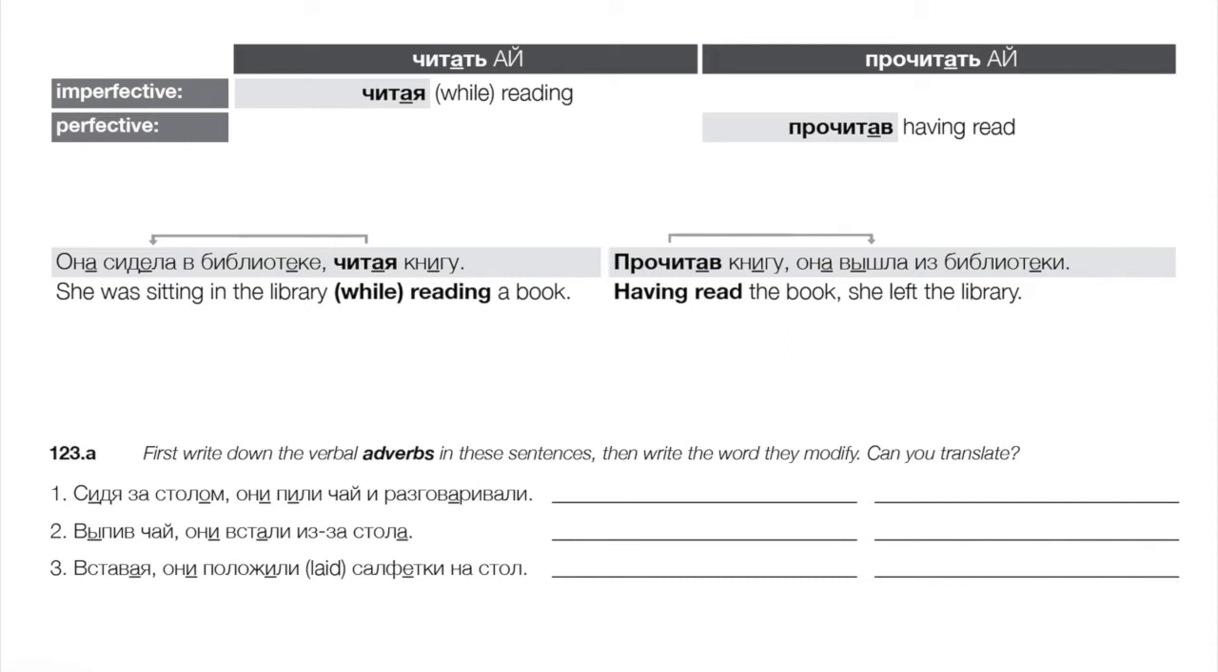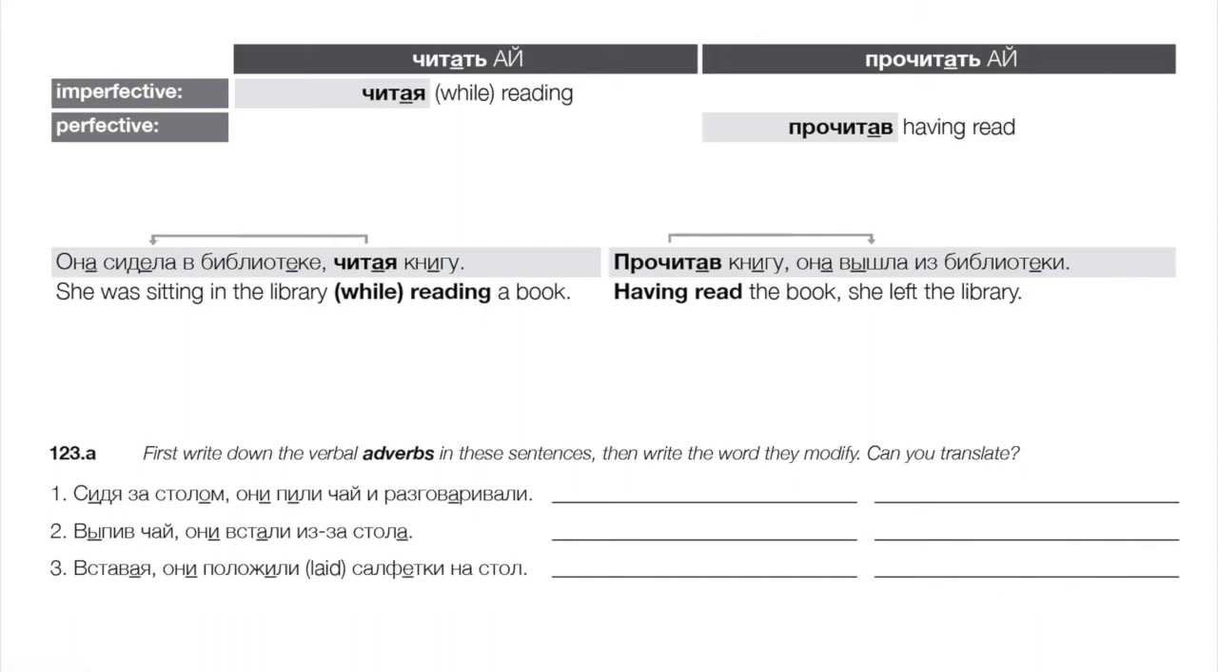Now compare that with a perfective verbal adverb. Прочитав книгу, она вышла из библиотеки. Having read the book, she left the library. Okay, again, that's a verbal adverb. The form will never change. Its ending will never change. It's modifying a verb in the main clause. In this case, that's вышла, right? So we could say, well, how did she leave the library? Having read the book.